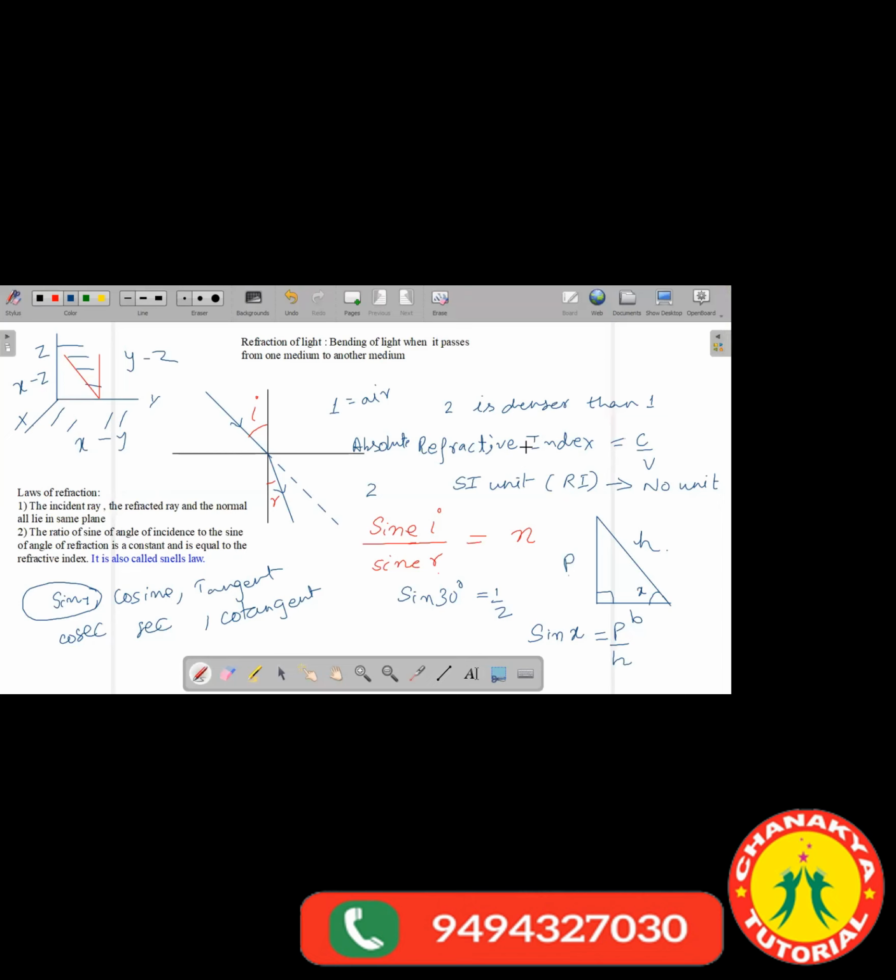Now we will observe the refraction occurring through a glass slab. We will take a rectangular glass slab and observe the refraction through it.